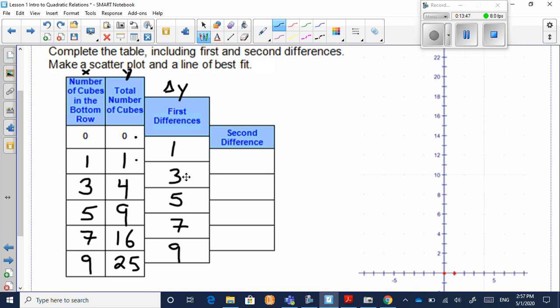And so again, going from 1 to 3, that was a plus 2. From 3 to 5, it was 2. From 5 to 7, it was 2. And from 7 to 9, it was 2. So right away, we see that we've got constant second differences. And that is telling us that we're dealing with a quadratic.